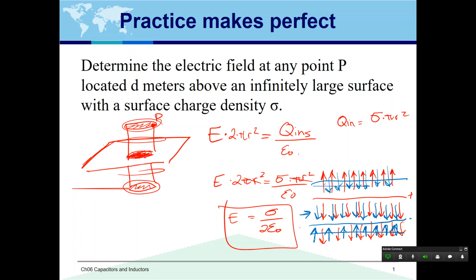So for parallel plates, E is equal to sigma over epsilon, okay?